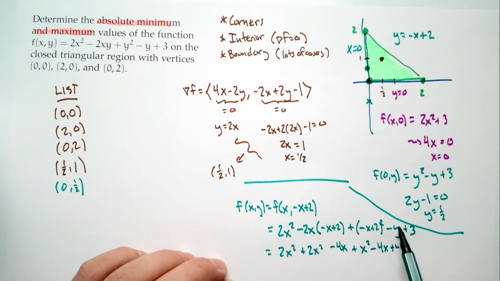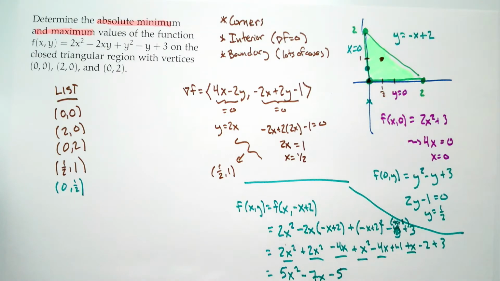Oops, this minus y, I shouldn't have written that. I should have written negative x plus 2. So plus x minus 2 plus 3. So what does that give us? 2x squared plus 2x squared plus x squared. That's 5x squared. So that takes care of the x squared terms. We have minus 4x plus x, so that is minus 7x. And then we have plus 4 plus 3 minus 2, which is plus 5.